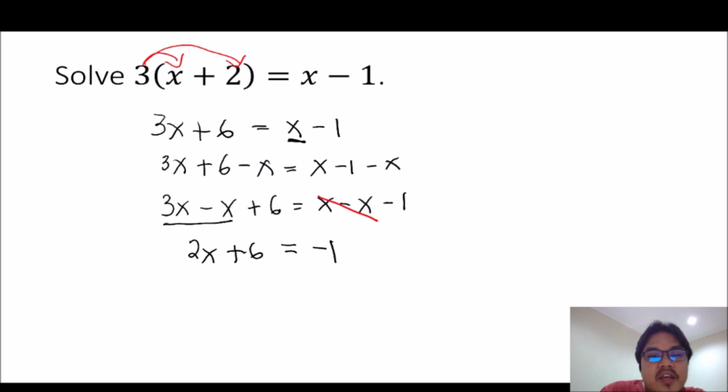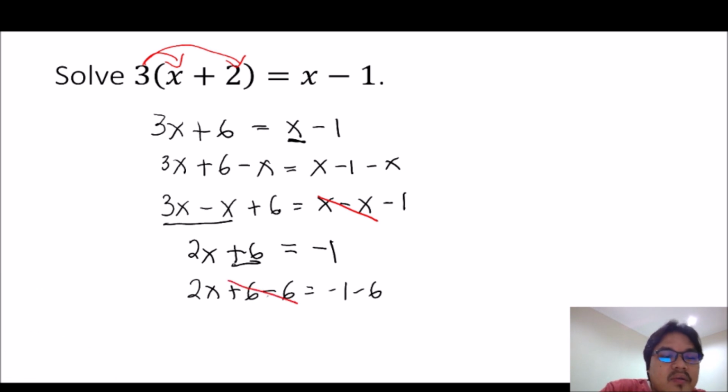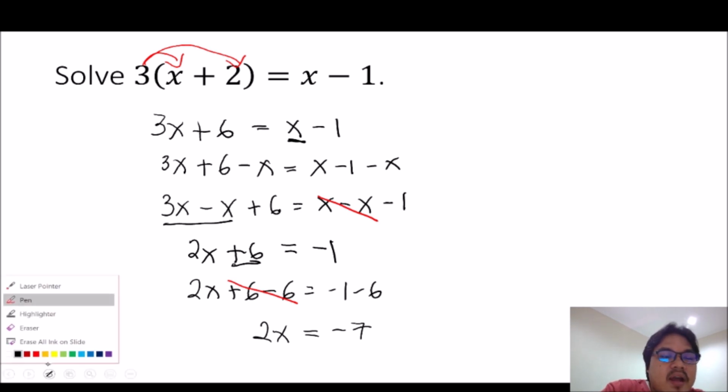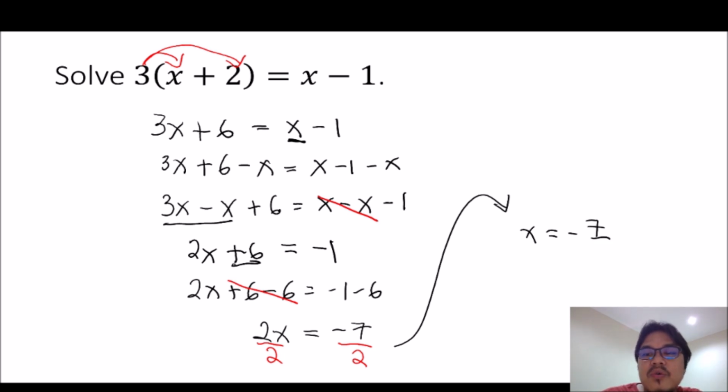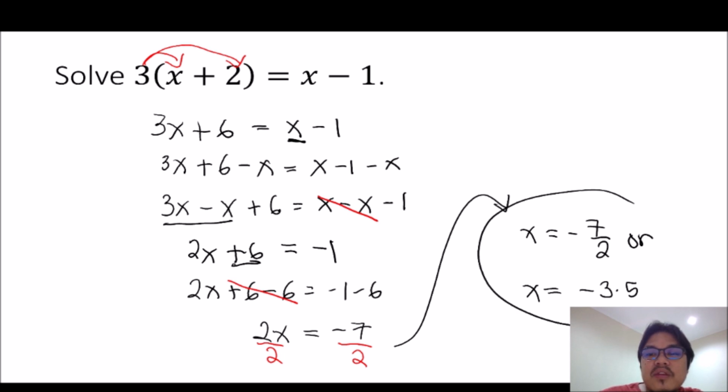Okay, so solving this equation using two-step equations, we will remove plus 6 by subtracting 6 from both sides of the equation. So 6 minus 6 will be cancelled. What will stay on the left-hand side is only 2x. Then negative 1 minus 6 is negative 7. They are both negative, so we will combine them. Okay? So to isolate x, we divide both sides of the equation by 2. So 2x over 2 is just x, and negative 7 divided by 2 is negative 7 over 2, or we can write it as a decimal, x equals negative 3.5. So this is the solution.